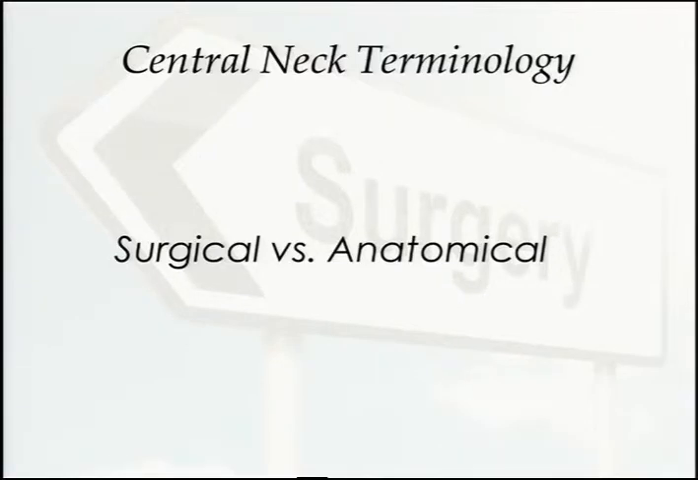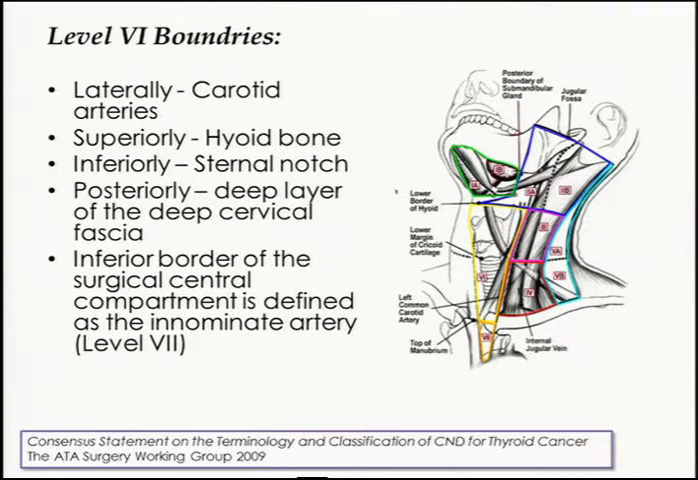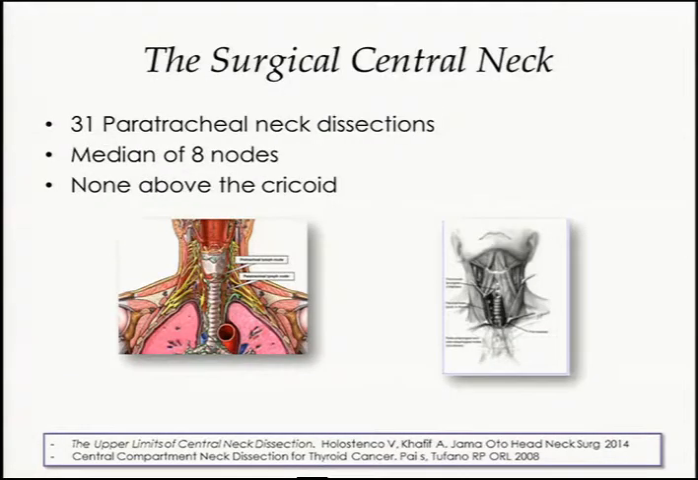So just for starters, I think it's important to make a distinction between the surgical versus the anatomical aspects of the central neck. As you well know, level 6 boundaries are the carotid arteries laterally, the superior border is the hyoid bone, inferiorly the sternal notch. And the inferior border of the surgical central compartment is actually defined as the innominate artery, which already includes what we define as level 7.